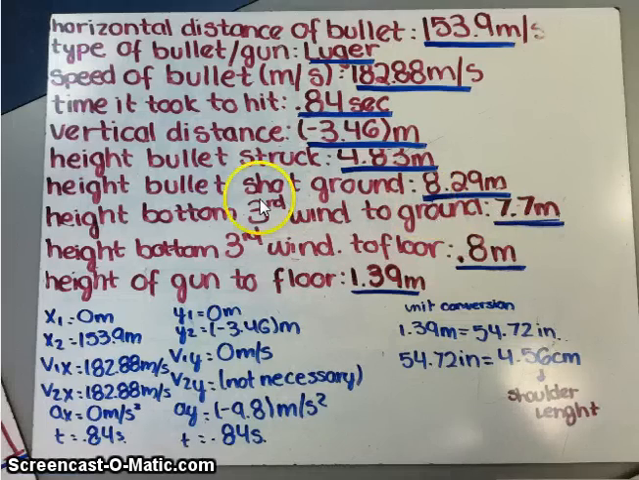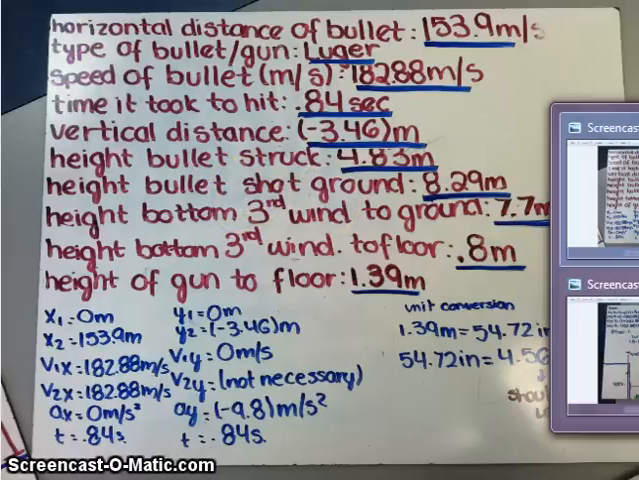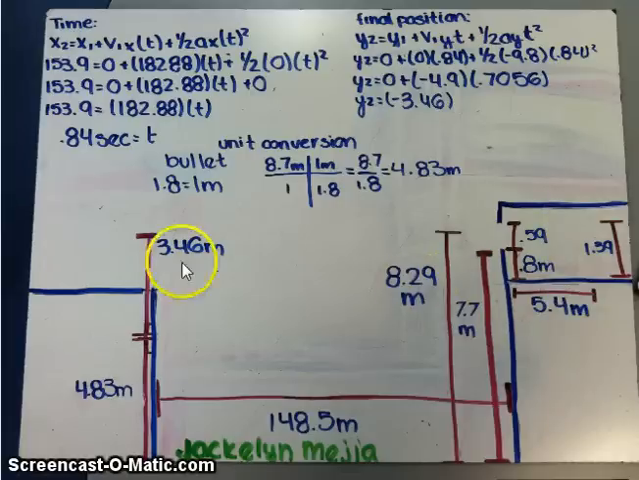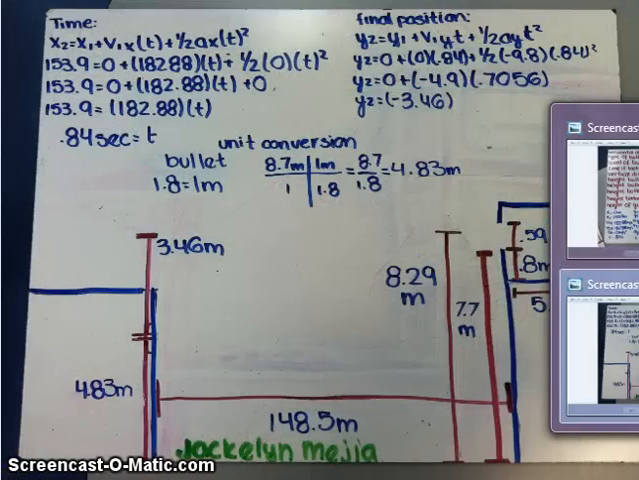We then need to solve for the height in which the bullet was shot to the ground. And to find that, we used this diagram. We knew the height of where the bullet struck was 4.83 meters, and we knew the vertical distance was 3.46 meters. So we add that to get 8.29 meters as the height in which the bullet was shot to the ground.